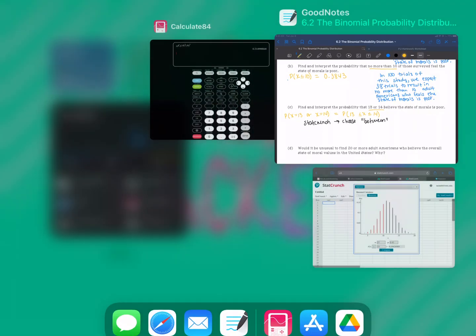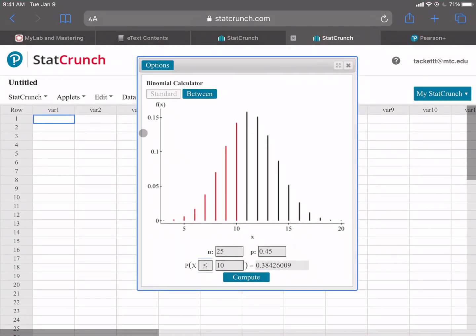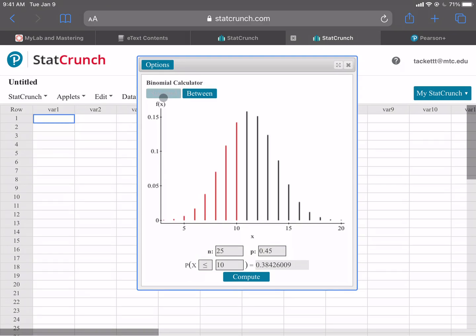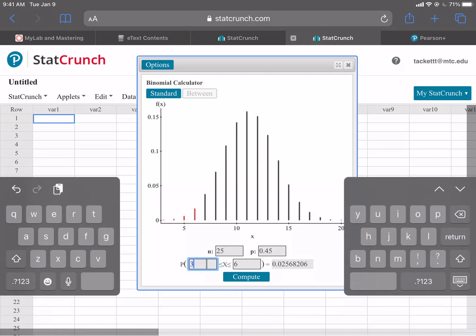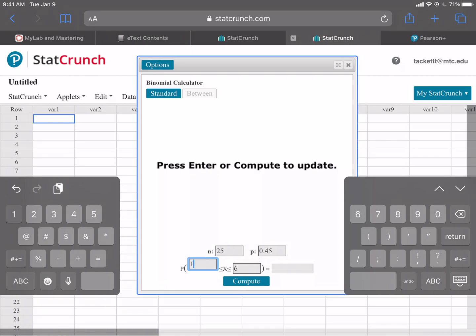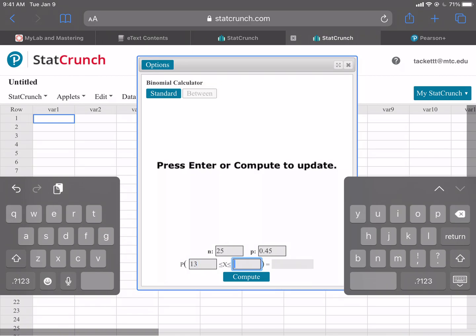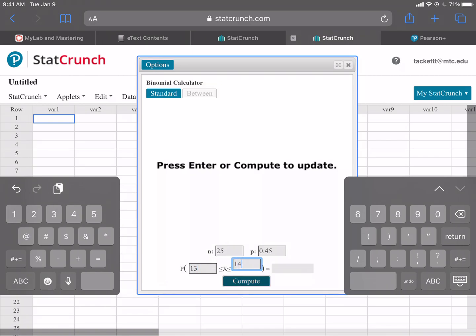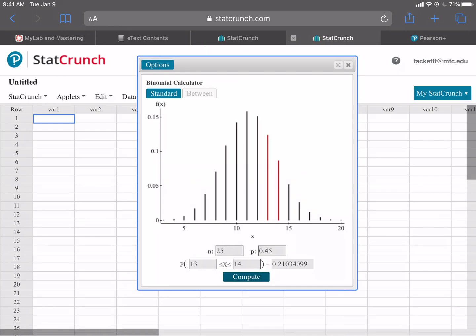Alright, so if I go to StatCrunch, see up here, there's standard and between. Right now we're on standard. If we click on between, my n is 25, my p is 0.45. Now we're looking for an x value between 13 and 14. Compute that, and we get 0.2103.